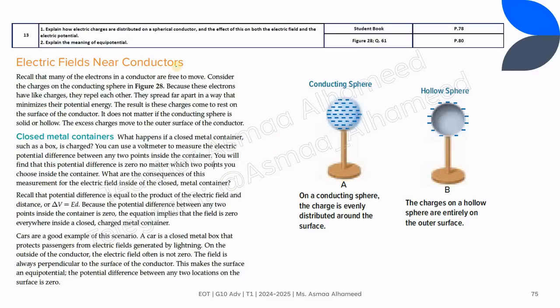Electric fields near conductors. Here, if you have a conducting sphere or a hollow sphere, what do you have? You have the whole charge of the body distributed over the whole surface, of course evenly, so they will be repelling each other and distributed over the whole object. Now if you have a hollow sphere, it's empty on the inside, so the charge cannot go inside, it will be only on the surface, only the outer surface.